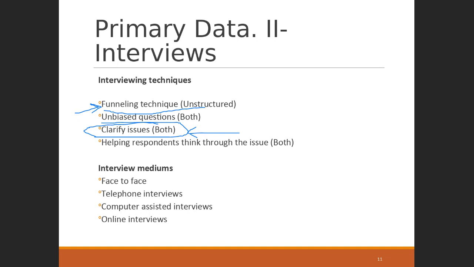So, for instance, if your respondent says that there is an unfair promotion policy in this organization, female employees are overlooked in promotion. Now, you as a researcher need to confirm that what you interpret is exactly what the respondent intends to say. In this situation, the researcher might ask, so you are saying that male employees always get promoted over equally capable female employees.